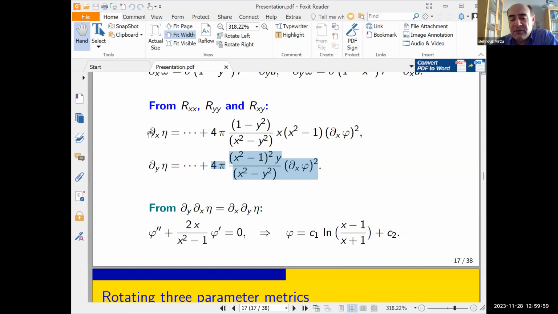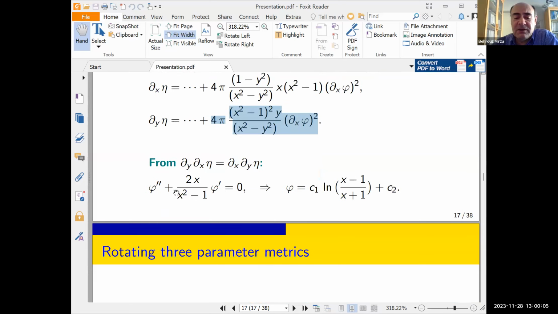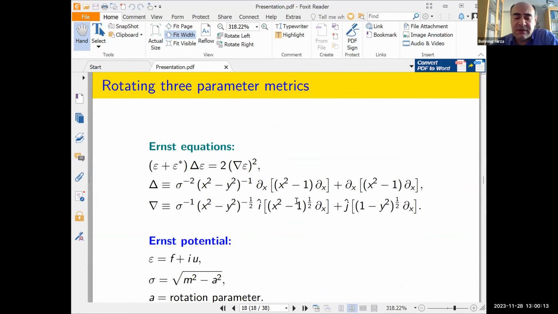It is interesting that we can take the second derivative of these two equations, and it gives us a simple solution for phi, the scalar field in the rotating case. That is as follows that you see.